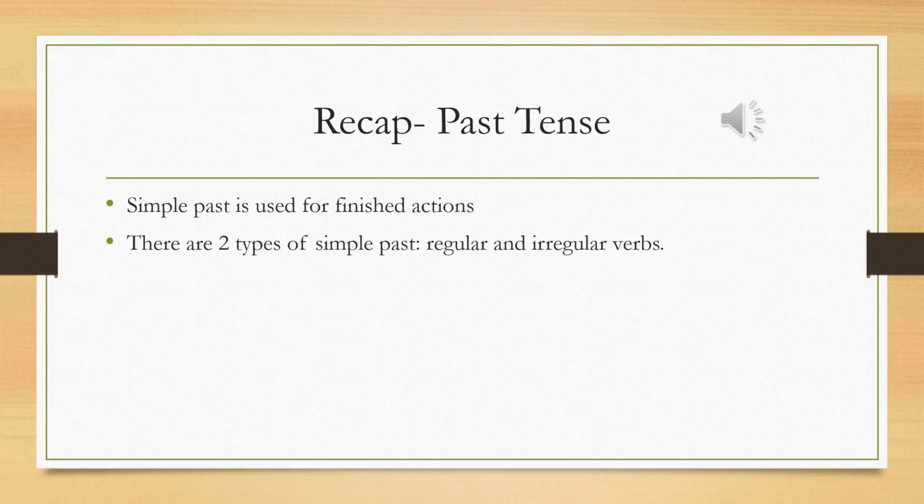Okay everyone, don't worry, this is the last slide. Okay, let's recap what is past tense. Again, simple past is used for finished actions. They are no longer active now at the present state. It happened, occurred in the past and finished in the past. They are no longer active at the present state. I hope all of you understand. There are two types of simple past, as I've mentioned earlier, regular and irregular verbs. Okay, that's all for past tense. I hope all of you can understand what is past tense.